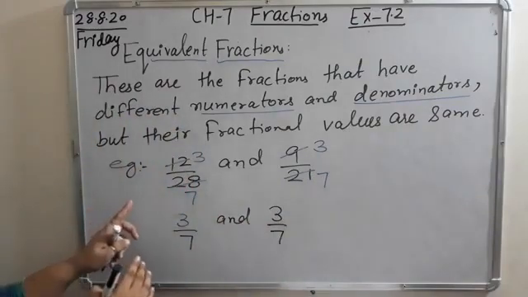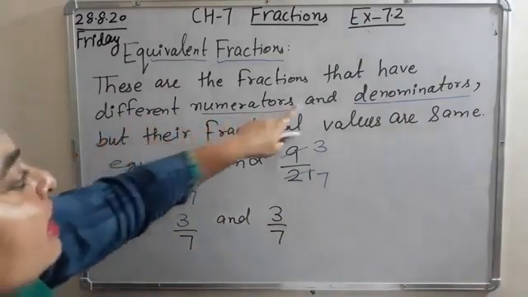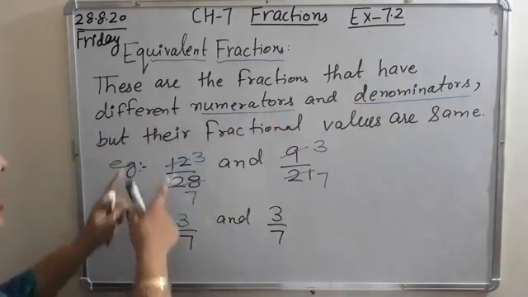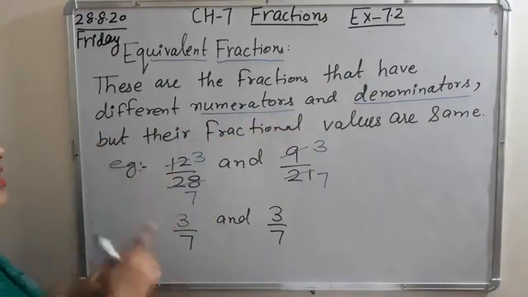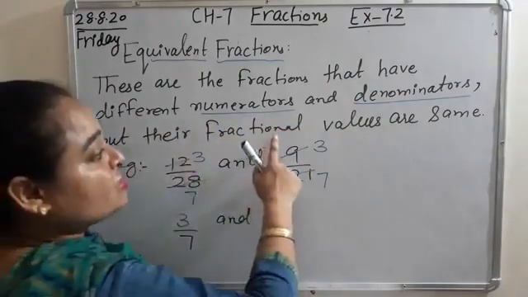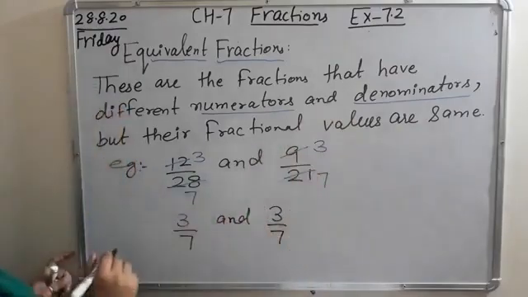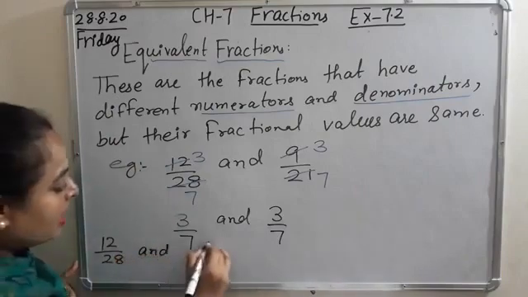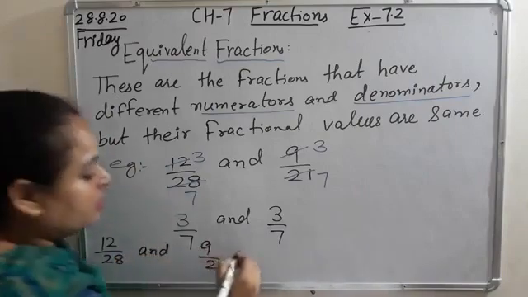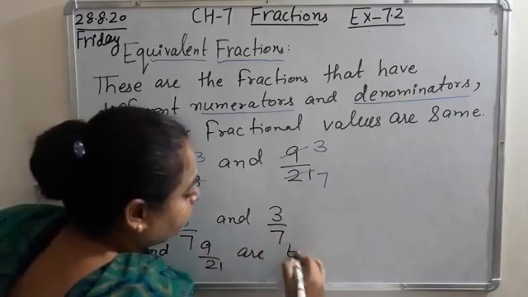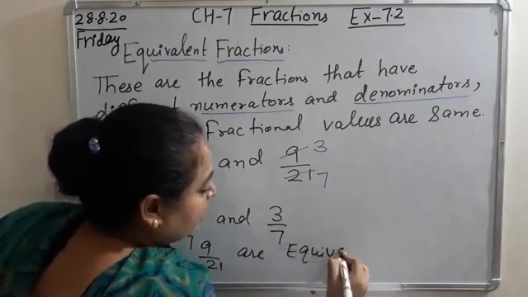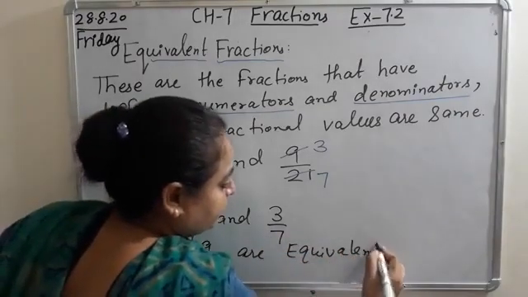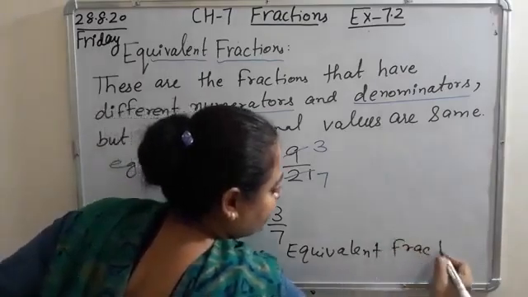In the question, the numerators and denominators are different, but after the cancellation you will get the same fractional values. So we can say that 12 by 28 and 9 by 21 are equivalent fractions.